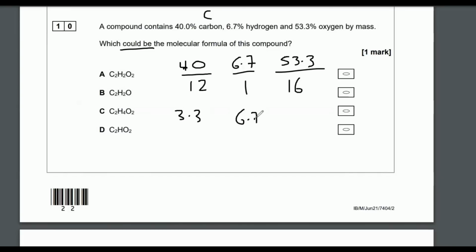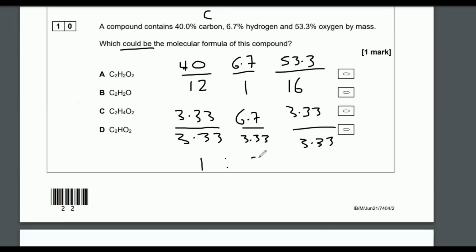So we're going to get 3.3, 6.7, 53.3 divided by 16. That's going to be 3.33 again, roughly. And then if we divide these all by the smallest, 3.33 is the smallest number there. So we're going to get 3.33 over 3.33, 6.7 over 3.33, and 3.33 over 3.33. We're going to get a ratio of 1 to 1.